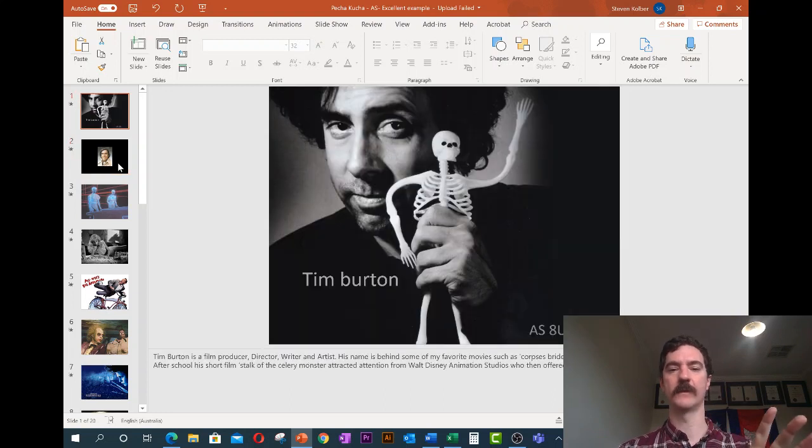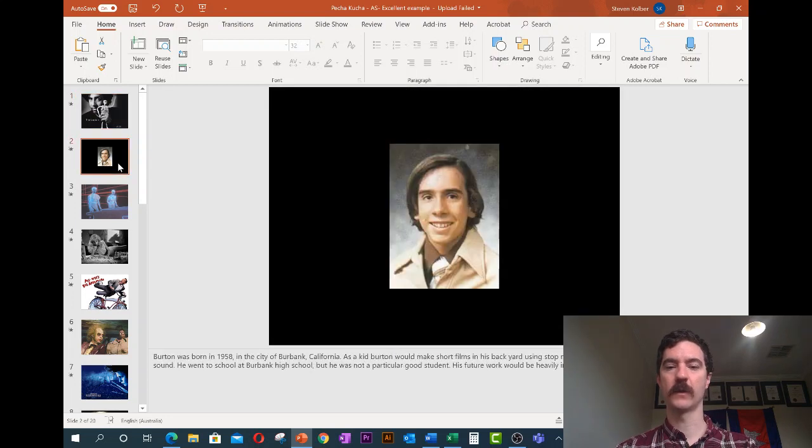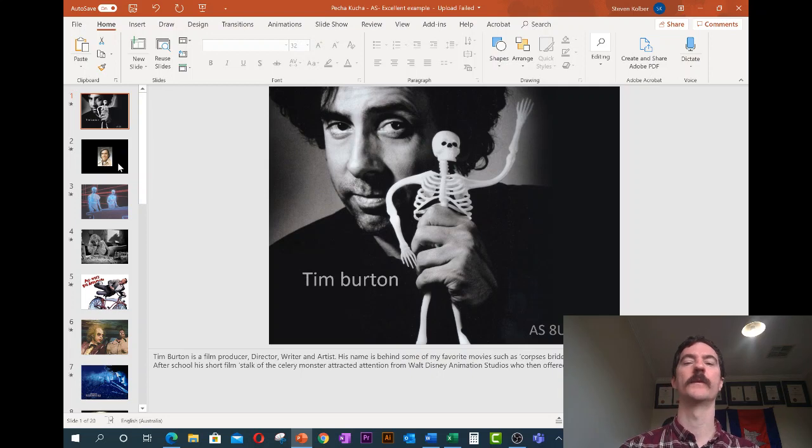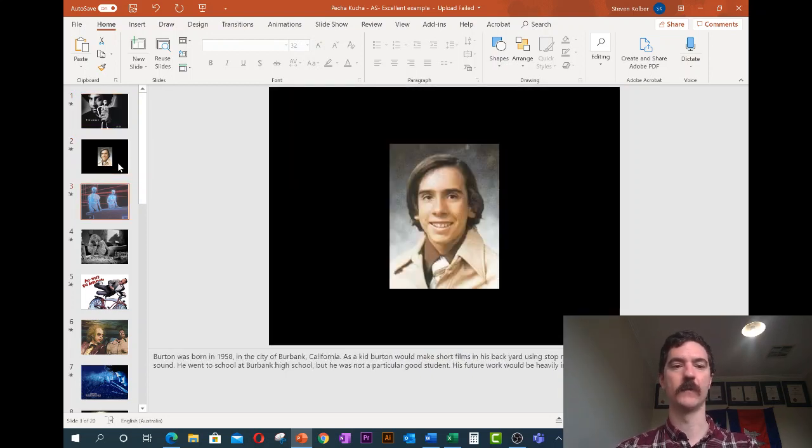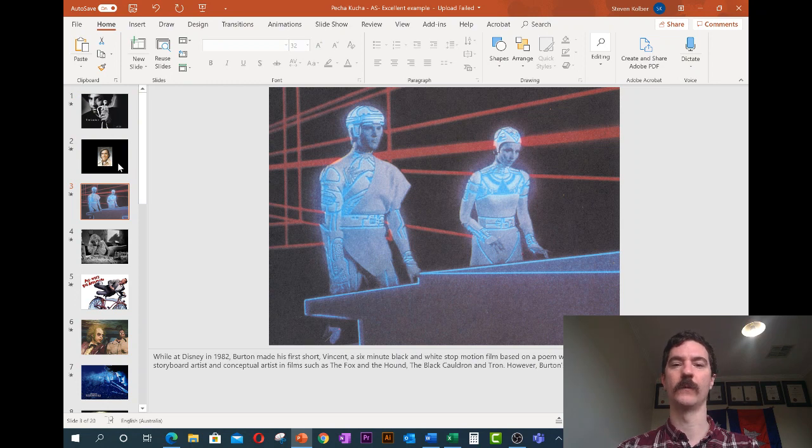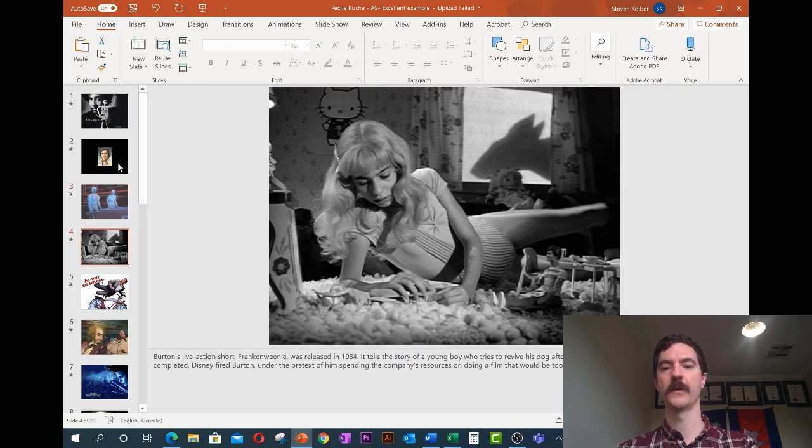What I have for you now is just an example. I'm not going to open it to present it for you, but this is from a year 8 student, probably a long time ago, 6 or 7 years ago. So you can see she had written notes to describe. This is about Tim Burton, the director of a lot of famous films. And so she told us about where he was born. She told us about when he worked at Disney and so forth. So you can see she's got notes.